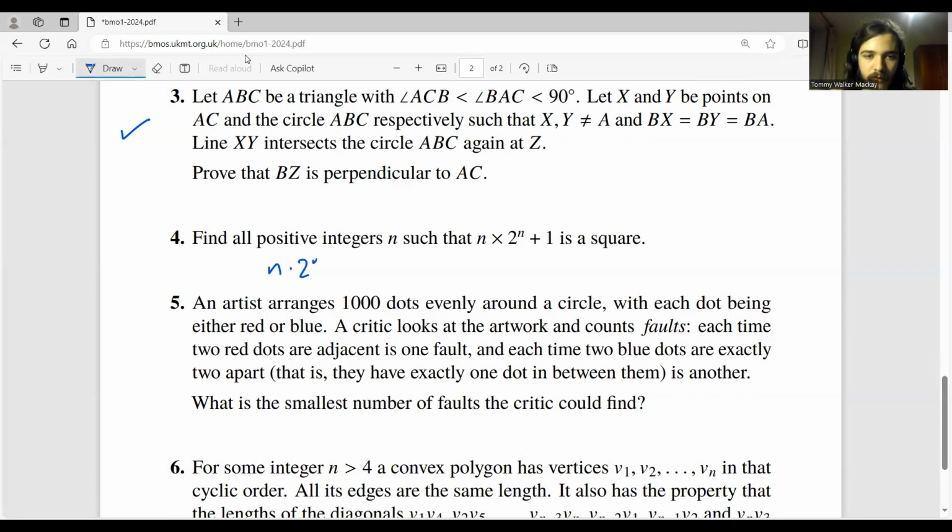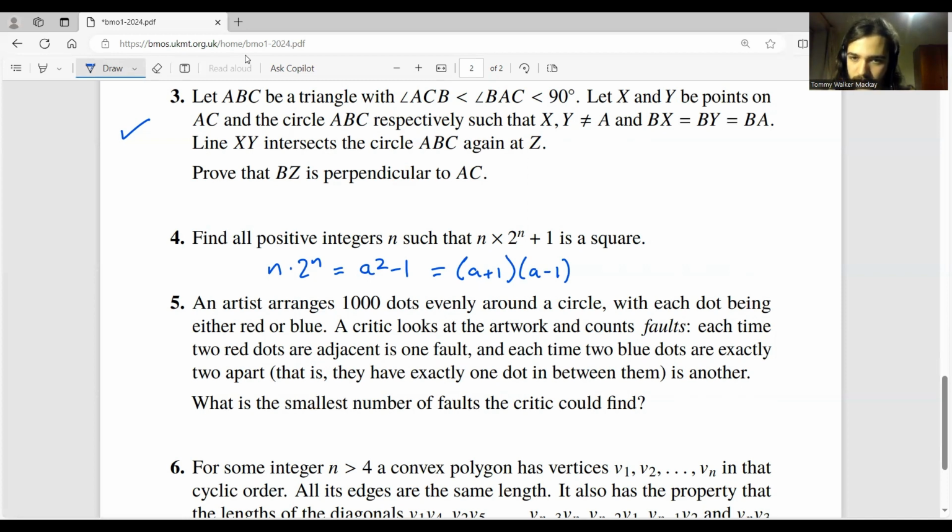So we have n times 2 to the n equals, we want another letter, let's say a squared minus 1. Okay. So then we can factorize this and we get a plus 1 times a minus 1.